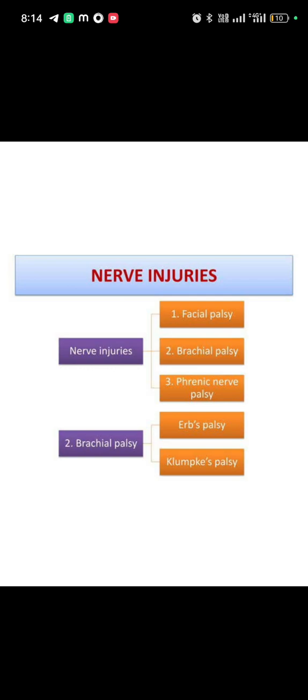Next, nerve injuries. Facial palsy, brachial palsy, and phrenic nerve palsy come under nerve injury. In brachial palsy we have two types: Erb's palsy and Klumpke's palsy. So nerve injuries are divided into facial palsy, brachial palsy, and phrenic palsy, and again the brachial palsy we divide into Erb's palsy and Klumpke's palsy.